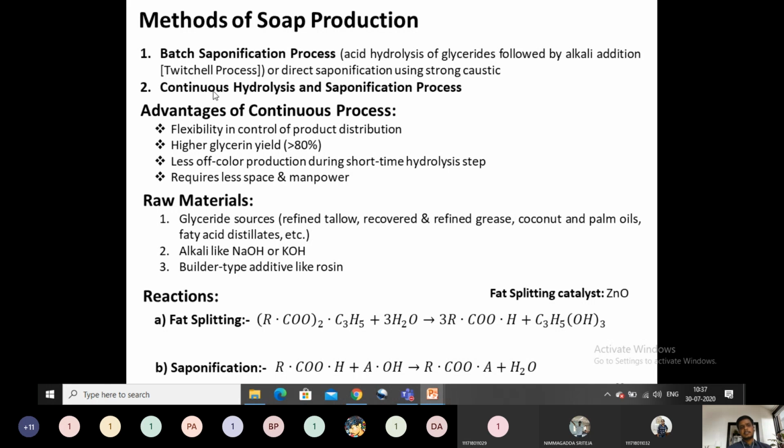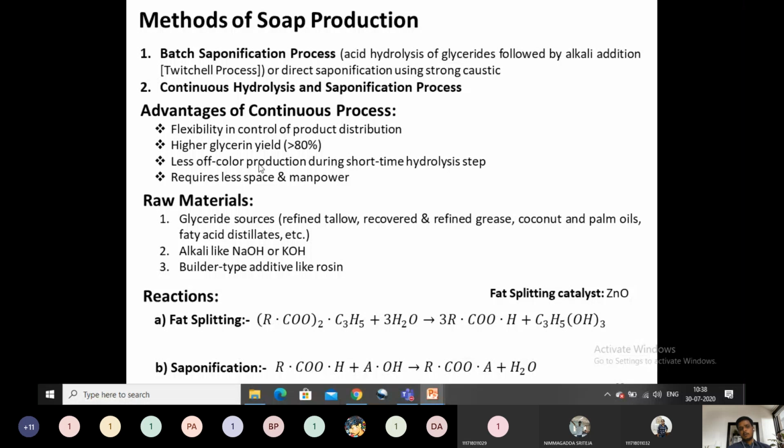There are many advantages of this continuous hydrolysis and saponification process compared to the batch saponification process. Among those is flexibility in control of product distribution. There is flexibility in operation and control of the unit processes in soap manufacturing when we are using the continuous process. Another one is higher glycerin yield. Glycerin recovery will be very high, usually greater than 80%.